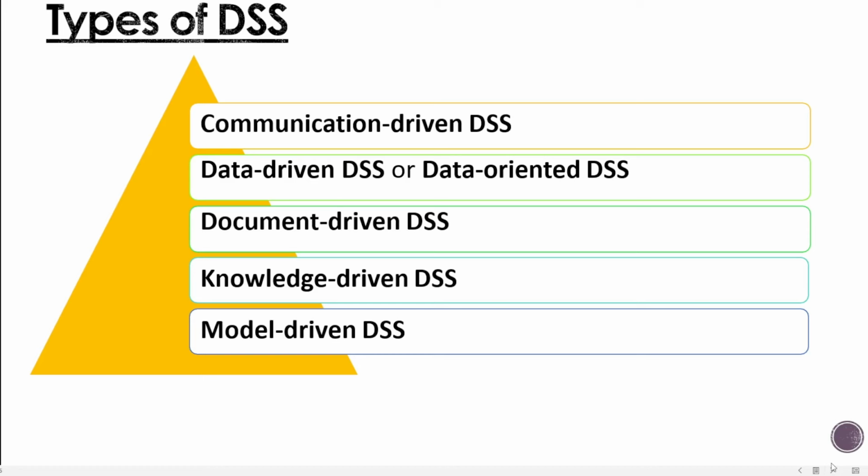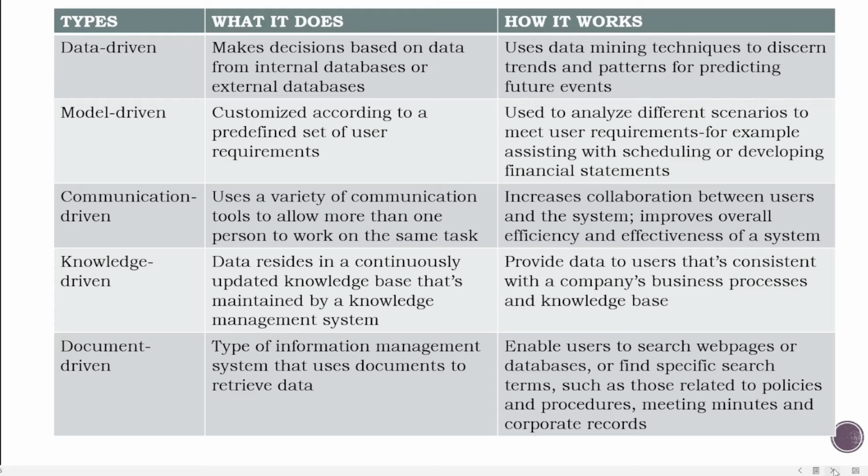Okay, just like what I mentioned a while back, there are various types of decision support system. So we have the communication-driven, model-driven, data-driven, document-driven, and knowledge-driven DSS. Okay? And here's a table for what it does and how it works.